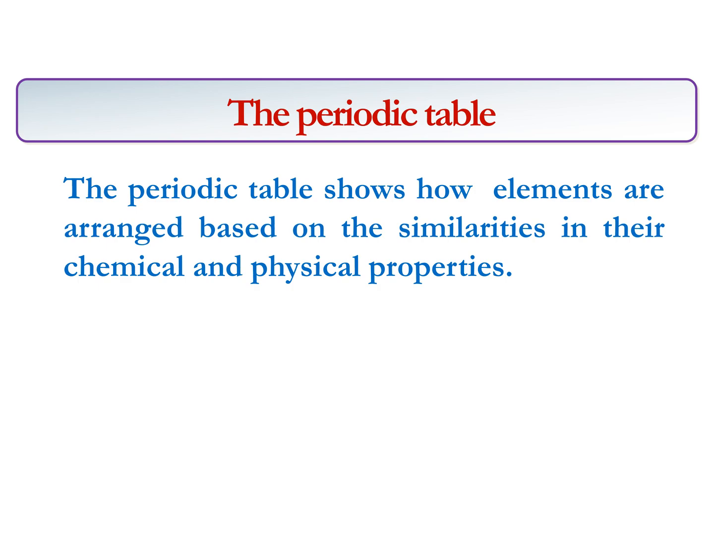So now we look at the periodic table. The periodic table shows us how elements are arranged based on the similarities in their chemical and physical properties. In the periodic table, elements in the same group will have the same number of electrons in their outermost shell.